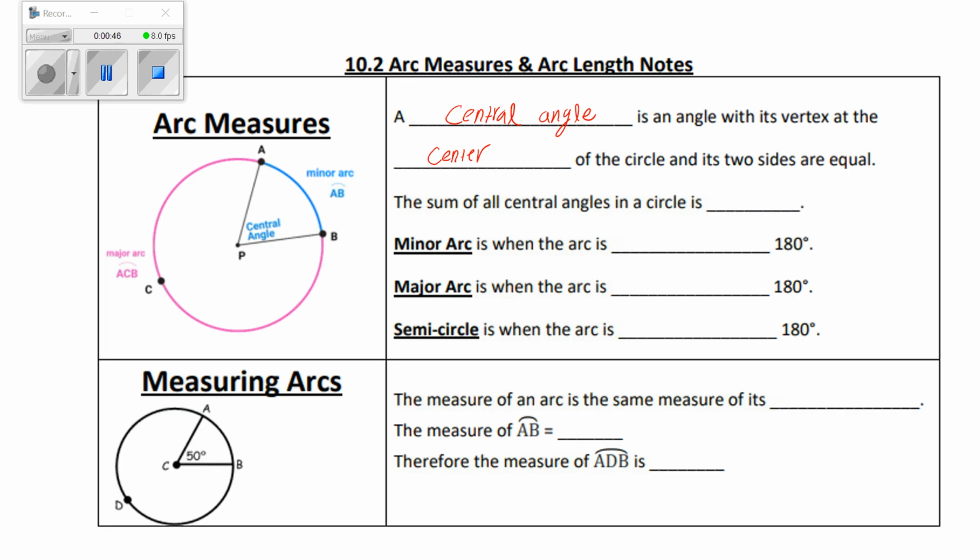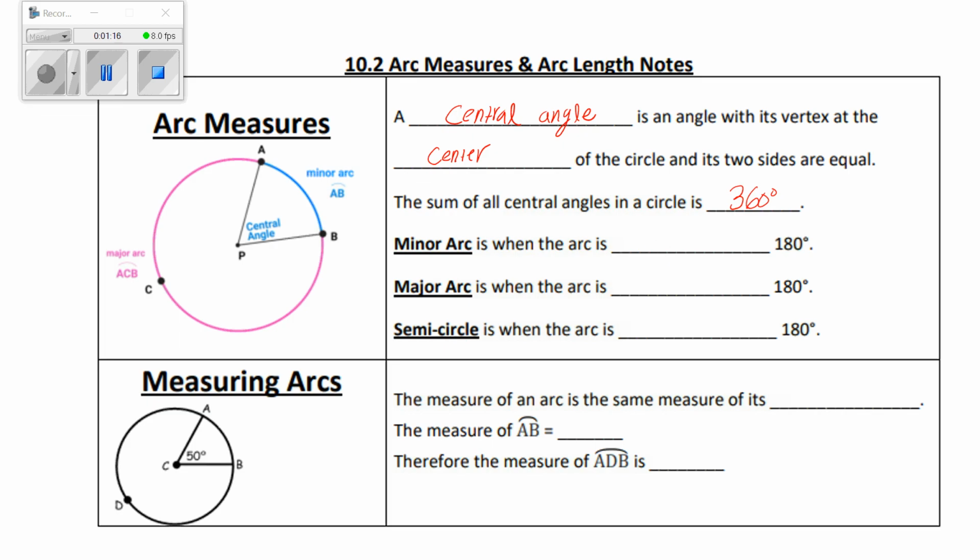So essentially, the vertex of this angle is at the very center, and it's expanding and touching the sides, and those sides are equal. So it almost seems like it could be a radius or something. The sum of all central angles in a circle is 360 degrees. Basically, there's 360 degrees within a whole circle.